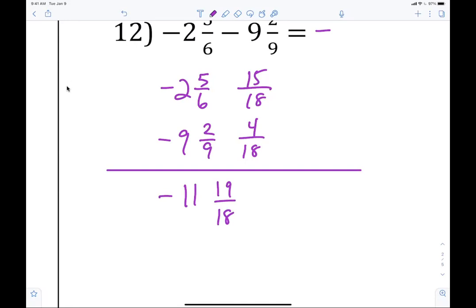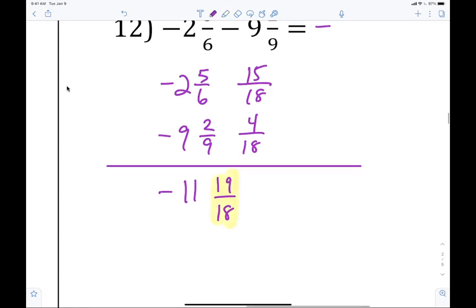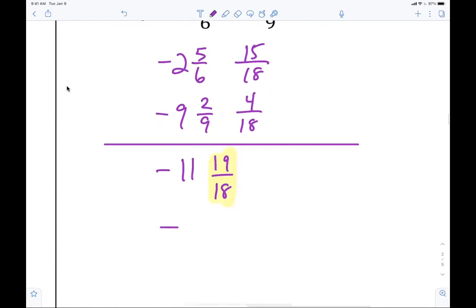All right, now Oliver, what's wrong with 19 over 18? It's an improper fraction. Yes, so, sir, you can just do 12 and 1/18. And don't forget the negative. Thank you, Oliver. That was really good. -12 and 1/18. Noah, you sure you got that? Yeah.